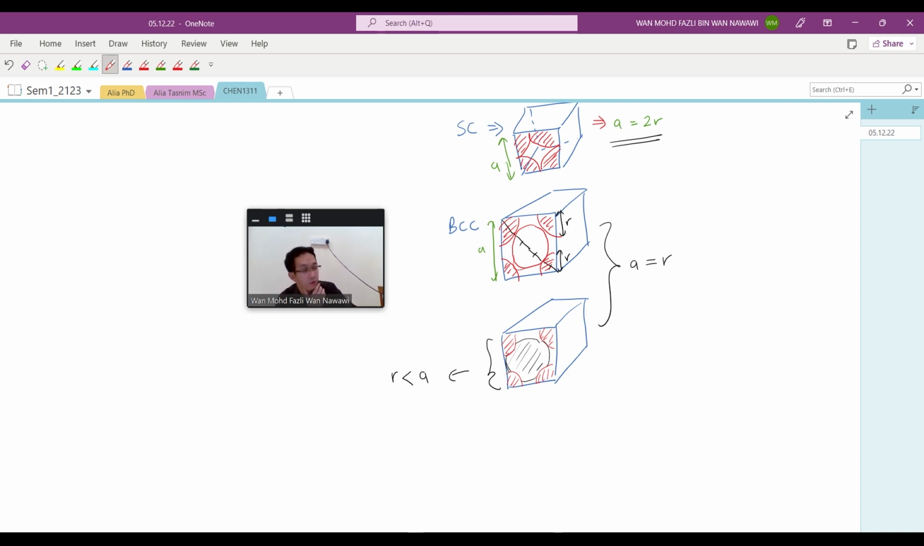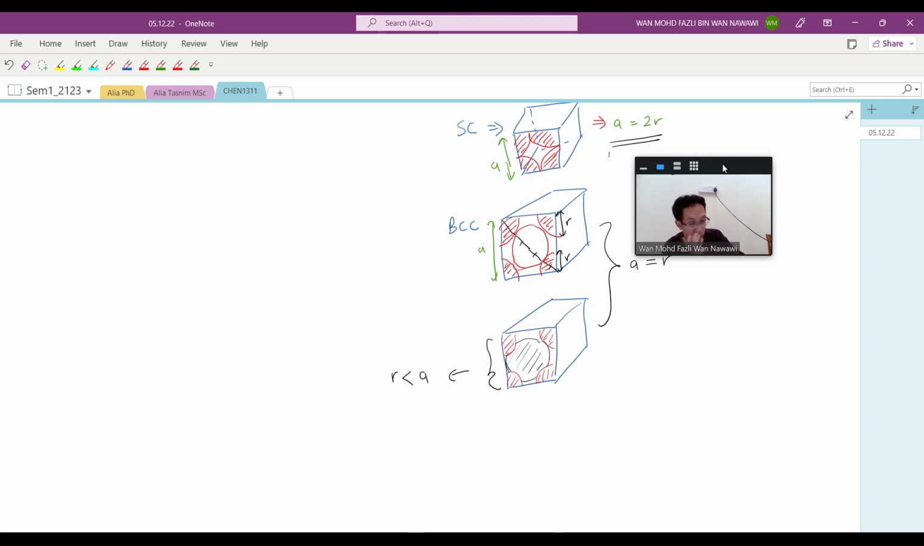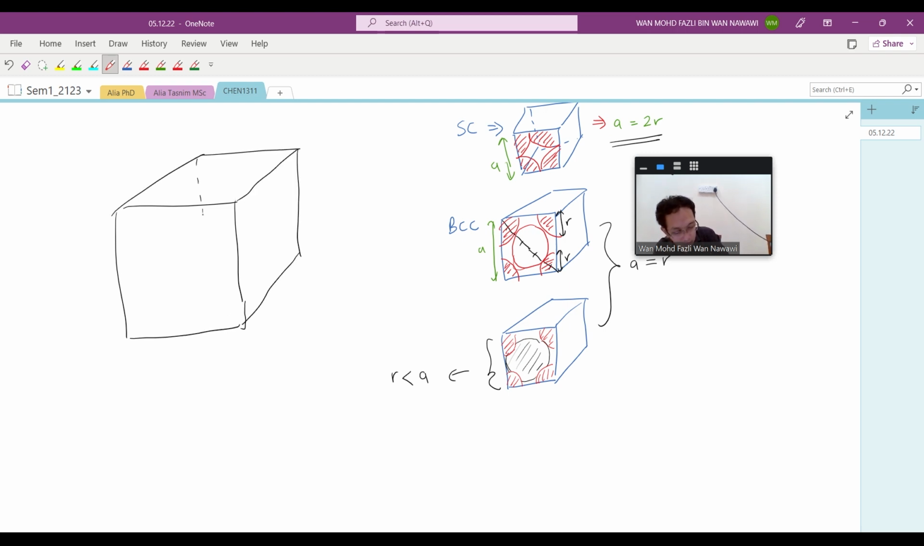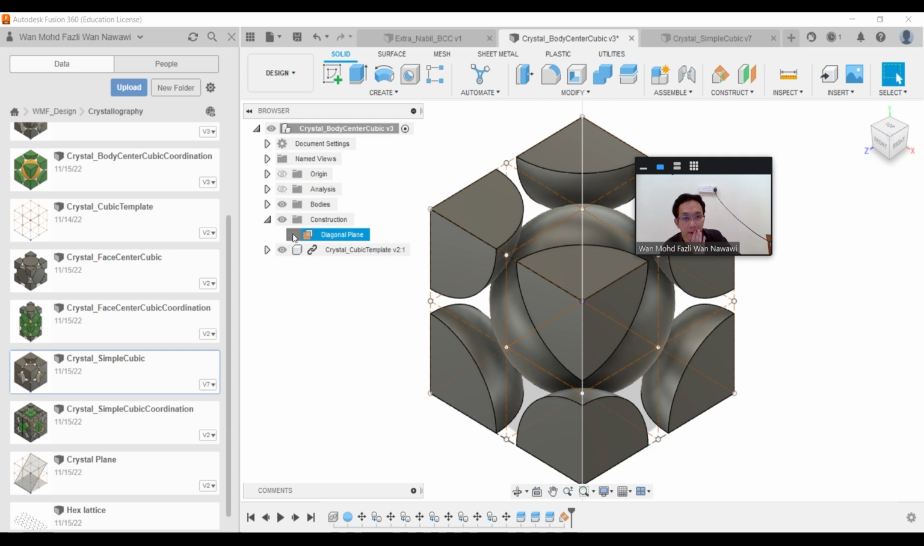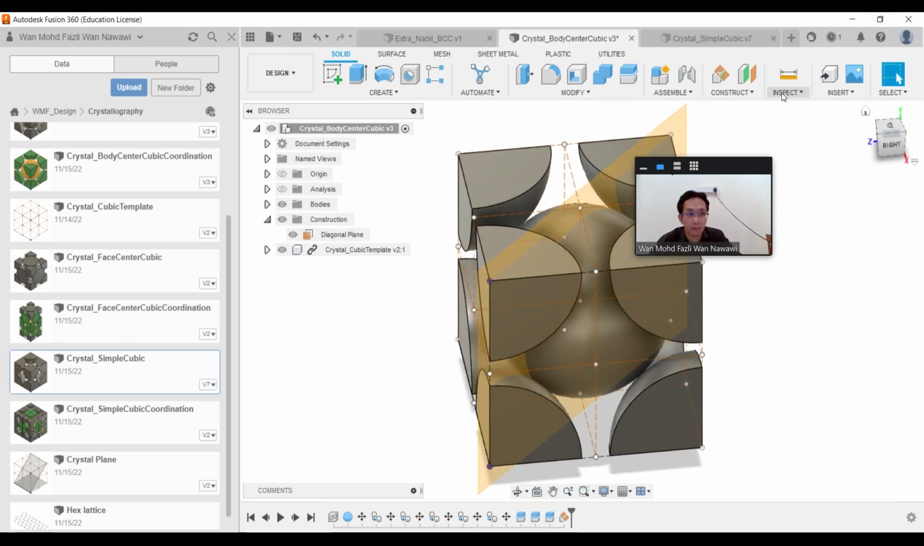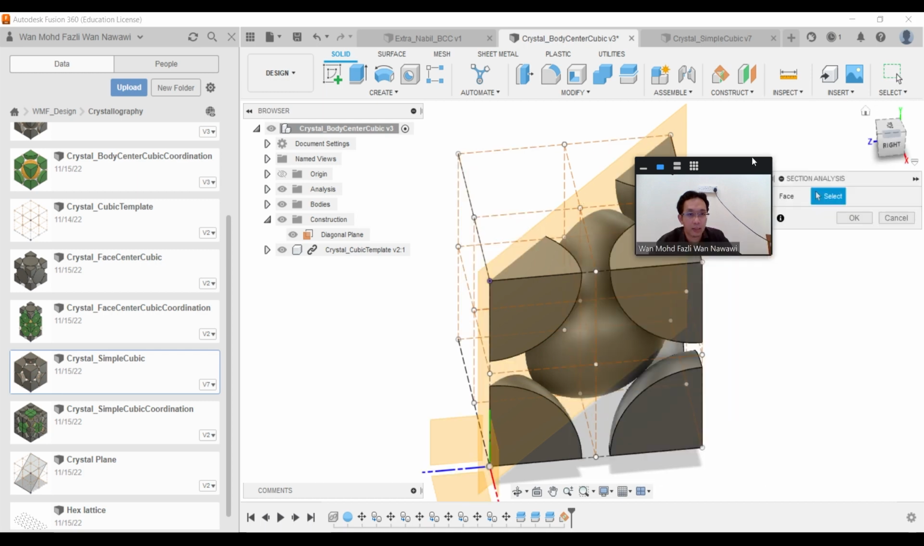So in order to know that, you need to find a way to correlate them. How you do it is basically like this. Let's say this is a cube. Let me open the image first. If you look at this image, let me put it like this, and then I make the plane. Let me draw like this, and then I cut it. I inspect the section analysis.